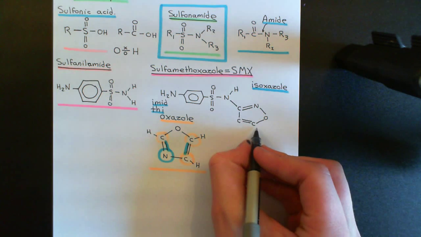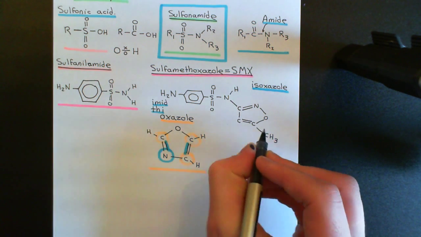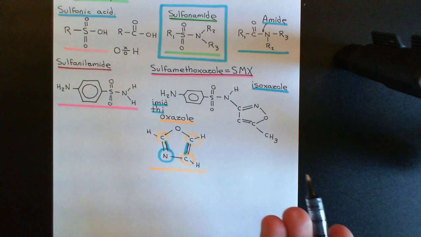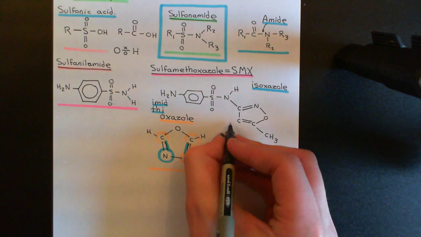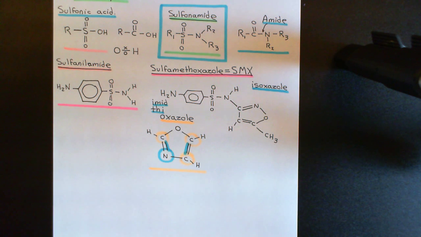Well, this structure isn't complete. You're going to have a methyl group coming off here, which is then going to make this methoxazole, or methisoxazole if we're being strict. Then, just to finish this, we'll have a hydrogen coming off that carbon to take up its bond number to 4. So this now is the structure of sulfamethoxazole, which is the main clinically used sulfonamide antibiotic.